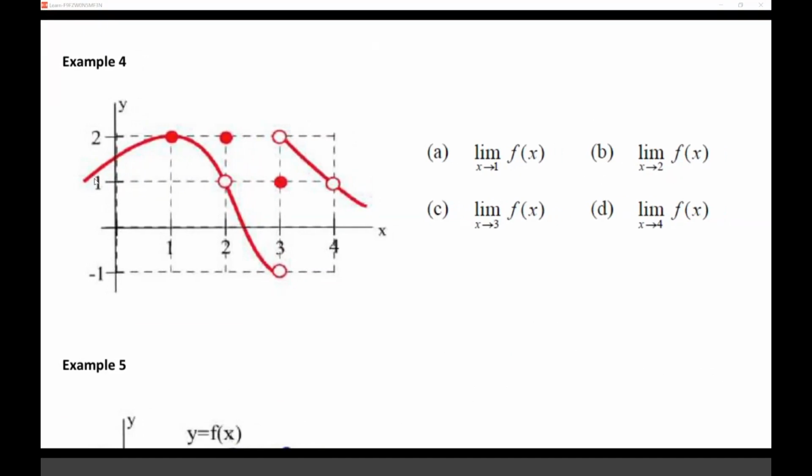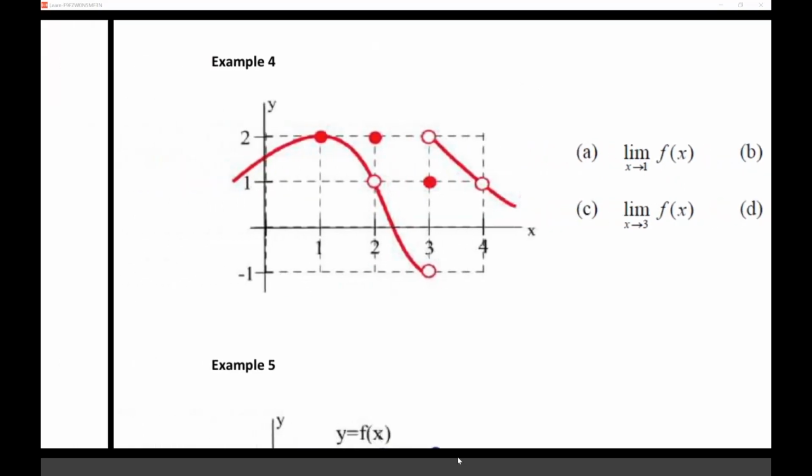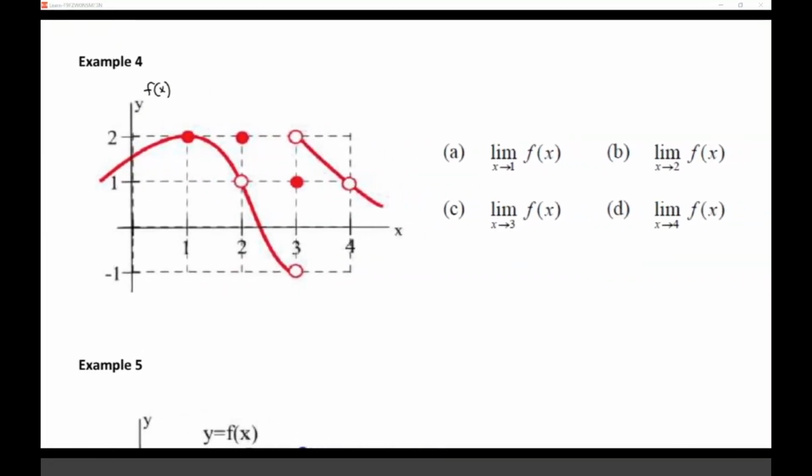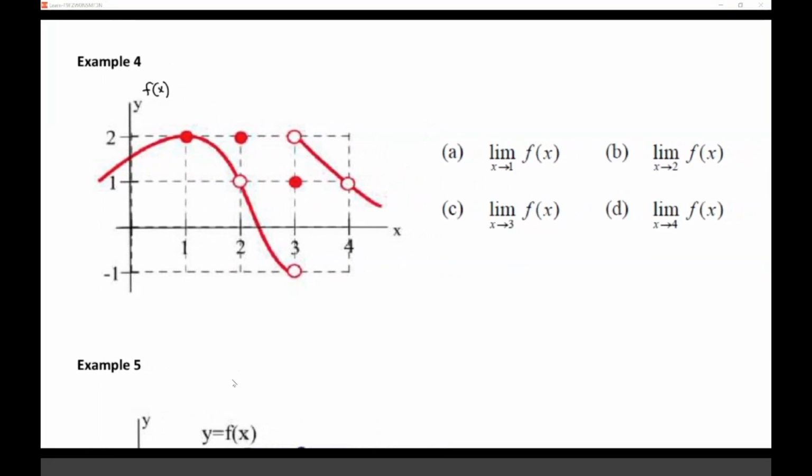So here's your x-axis, and here are the values on the x-axis. Here's your y, or your f of x axis. Everybody should know y and f of x mean the same thing, right? So as I approach x equals 1 from the left, what y value am I getting close to? 2. And how about when I approach x equals 1 from the right? 1.